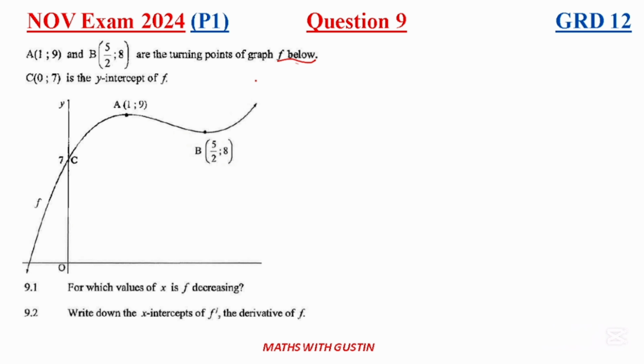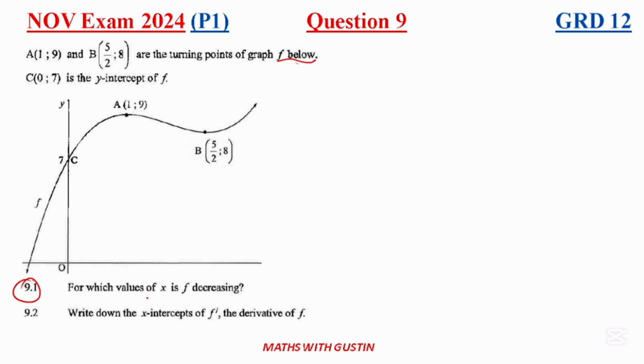What do you do if you're given intercepts? What do you do if you're given turning points only, and also one intercept? All right, and then they say that here we have C, which is (0; 7), the y-intercept of the graph. They didn't give us a function, they just gave us the graph as it is. So let's have a look at 9.1.